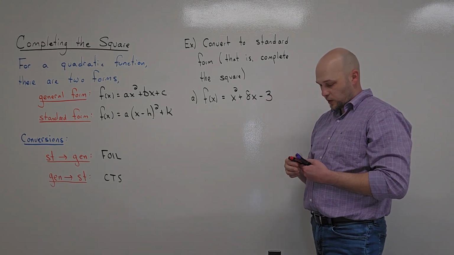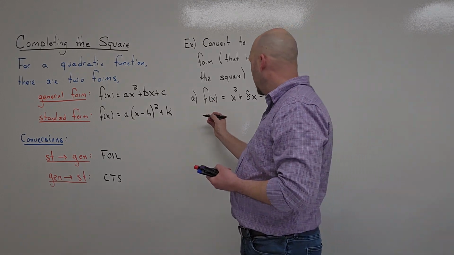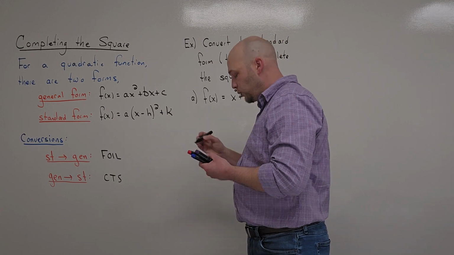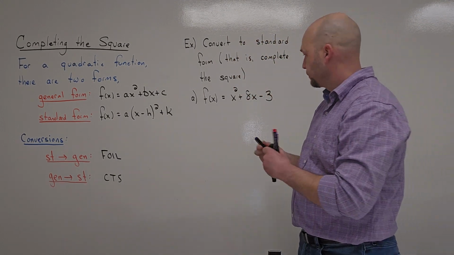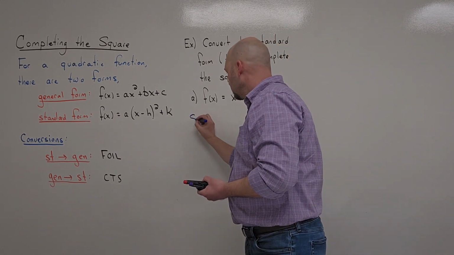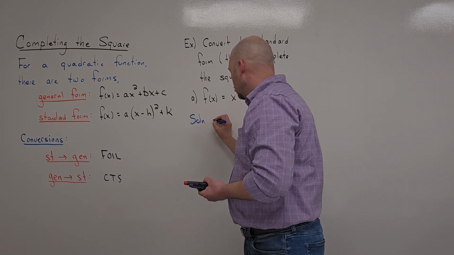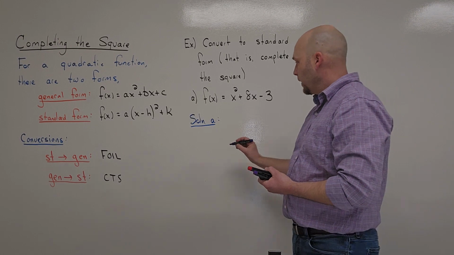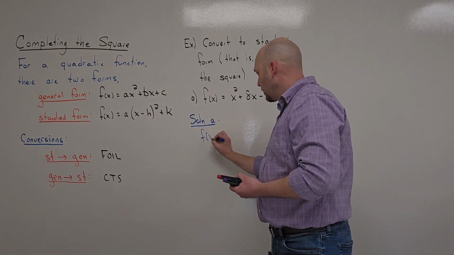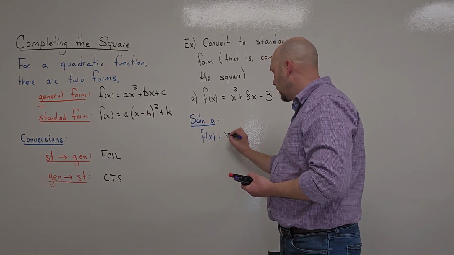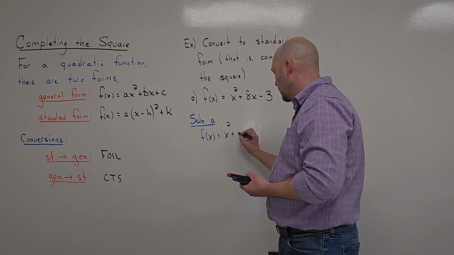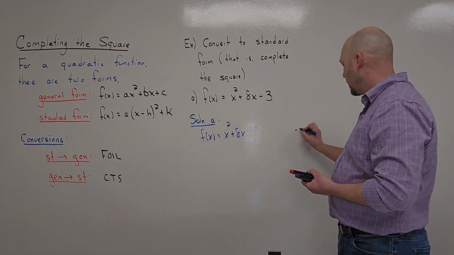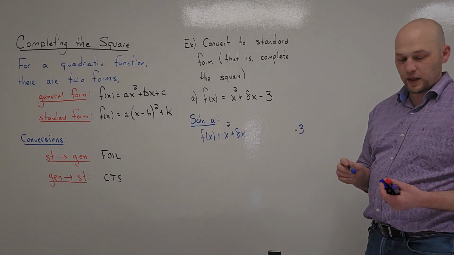Here's the starting point. So for part A, f of x equals x squared plus 8x minus 3. Here's the solution for A. What you're going to do is you start by writing the first two terms of the function expression, so x squared plus 8x. I'm going to leave a large amount of space and put the minus 3 on the end.